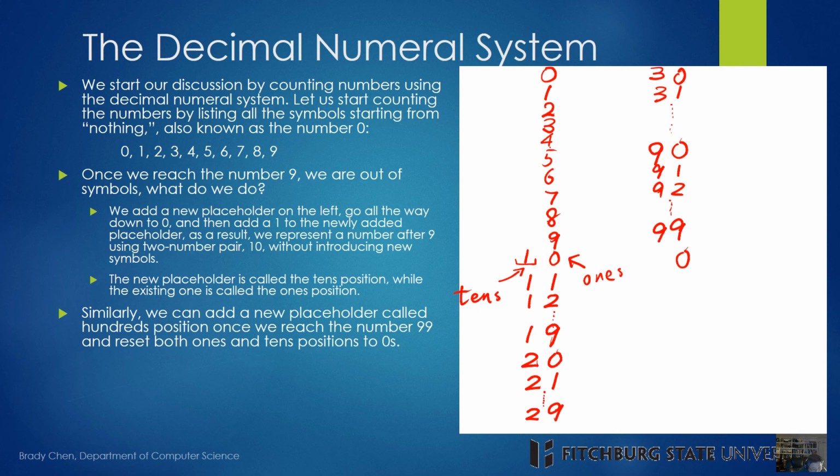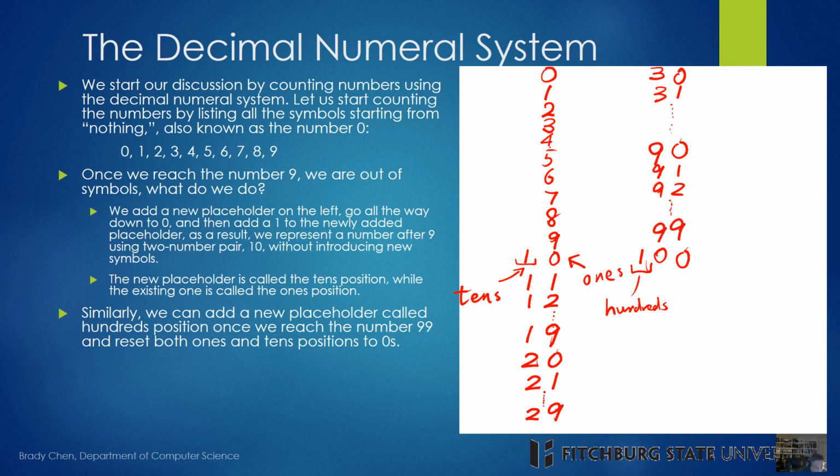Now, since the tens position has a 9 already, the tens position is also running out of symbols. So we have to reset the tens position to 0, and then we're going to add another placeholder on the left of the tens position. We call this the 100s position. Now any number in the 100s position represents 100. So we're going to add a 1 to the 100s position. So that is the number 100, which is 1 more than 99.